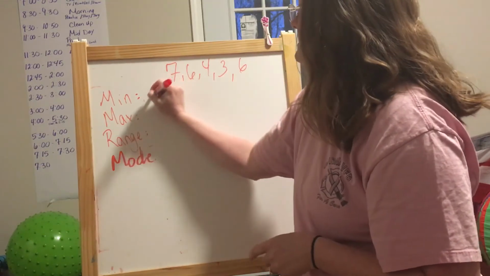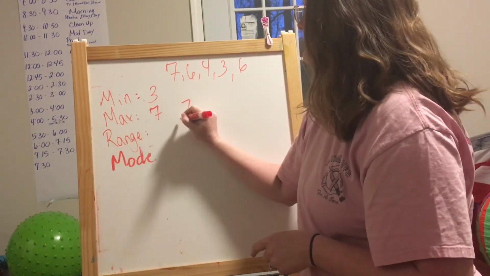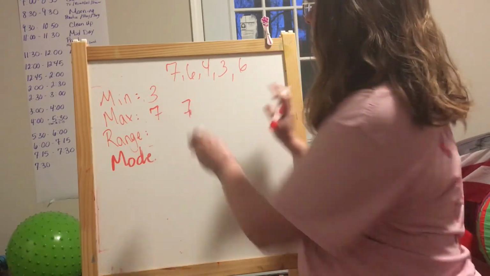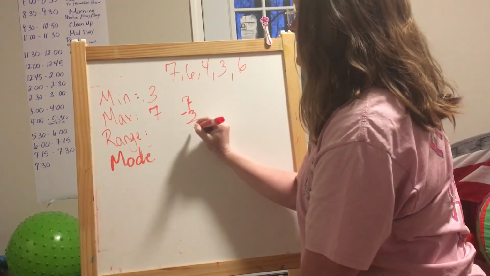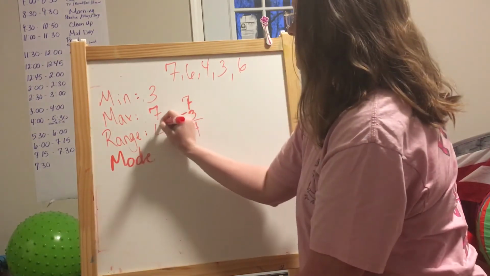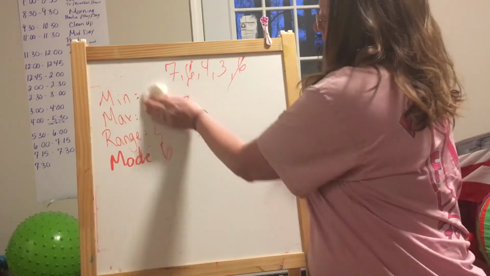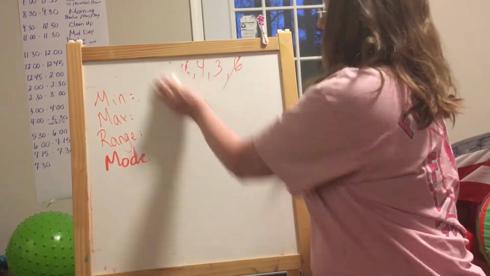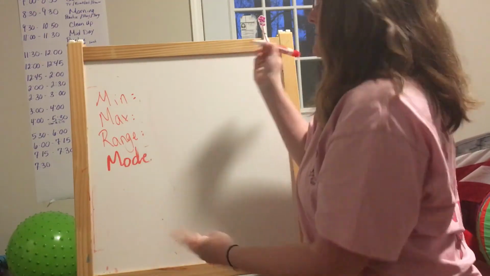Minimum is 3, maximum is 7. 7 minus 3 is 4. Mode is 6. Here's another one. Be looking for those 2 tricks that I told you. Sometimes mode is double and sometimes it's nothing.